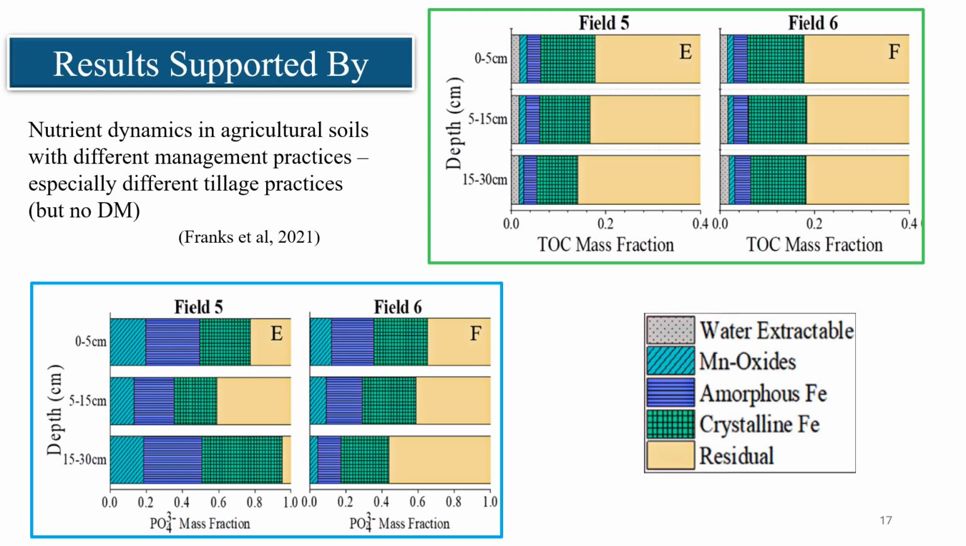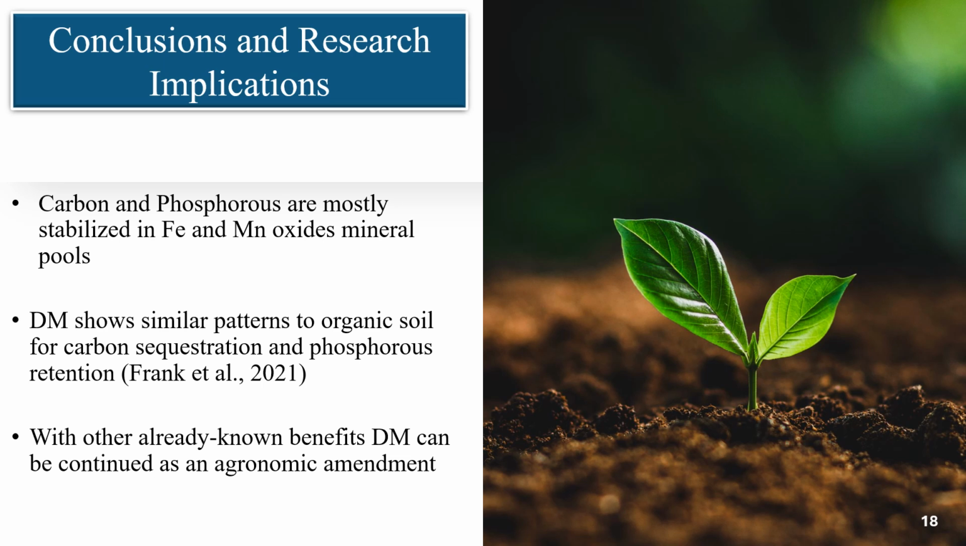They also found that carbon is mostly stabilized by the fourth mineral pool, that is the crystalline oxyhydroxide mineral pool, and phosphorus is mainly stabilized by the manganese oxyhydroxide mineral pools and also the iron oxyhydroxide mineral pools. Therefore, from those findings, we can conclude that carbon and phosphorus are mostly stabilized in iron and manganese oxide mineral pools, and the dredged materials show a similar pattern to organic soils for carbon sequestration and phosphorus retention.